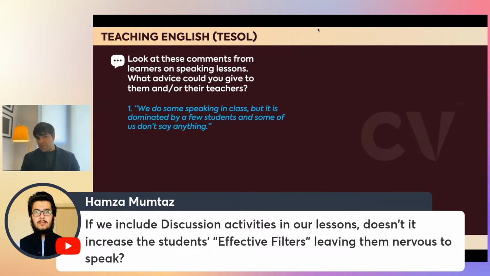So, in simple English, to help you understand what is affective filter, it means emotional barriers or psychological barriers that students have. So, for example, somebody is just really shy. It's their maybe emotional or psychological barrier that's hindering them to speak. So, doesn't the discussion promote it? What do you feel about that?